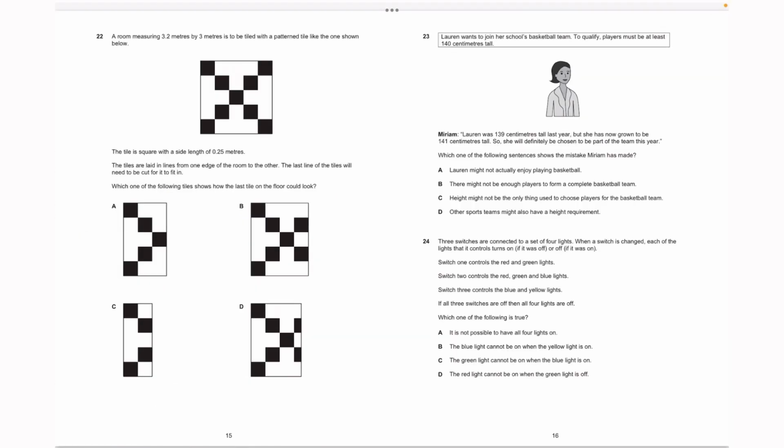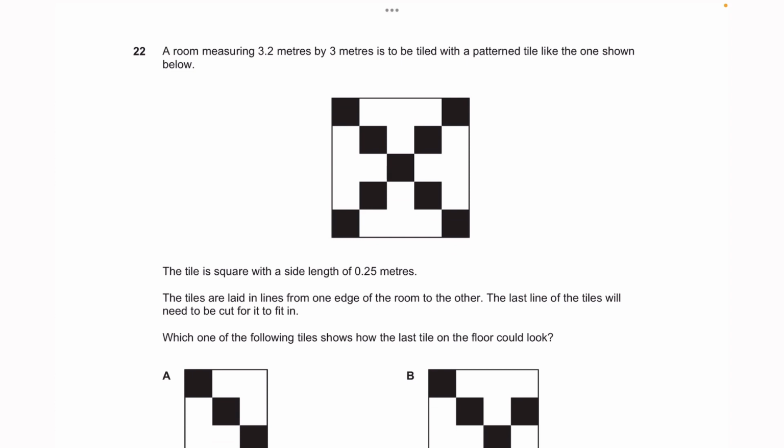Okay, so let's have a look at the next question. Question 22. So question 22 says this. It says, a room measuring 3.2 meters by 3 meters is to be tiled with a pattern tile like the one shown below.